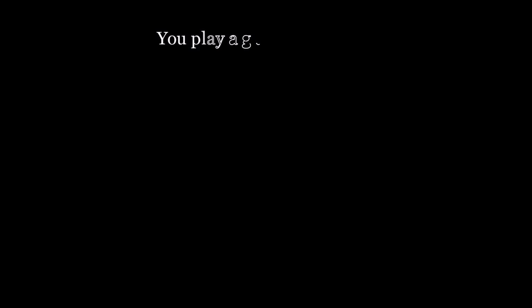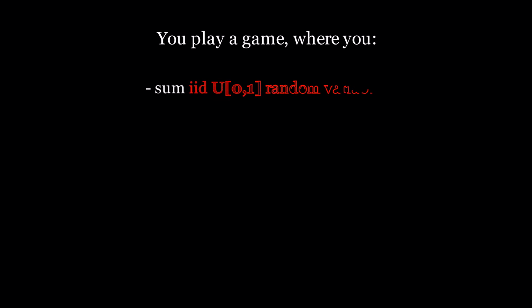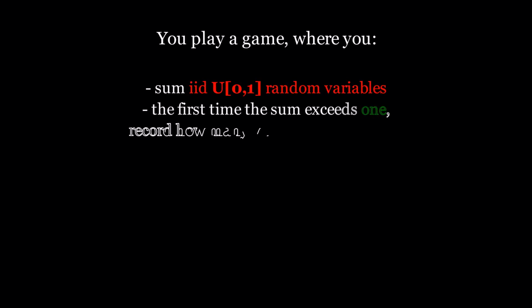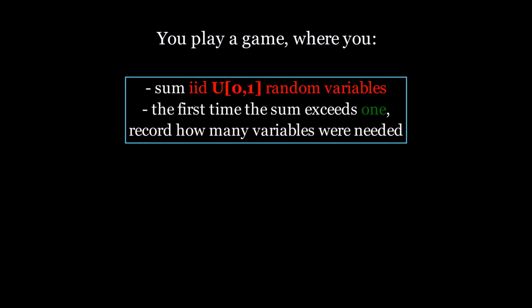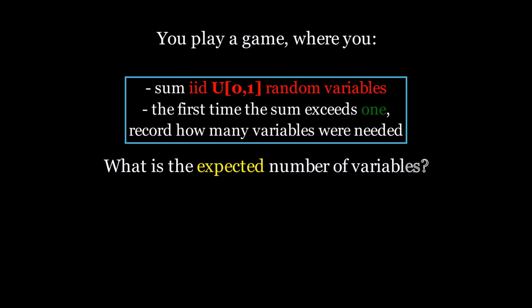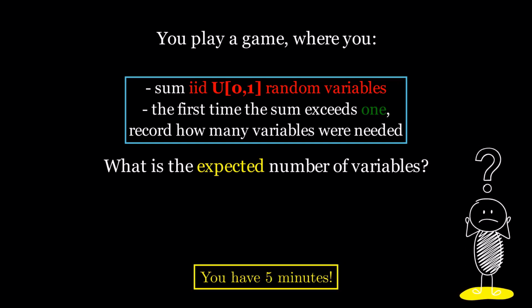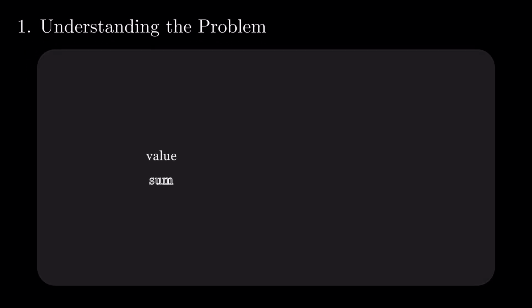You play a game where you sum independent, identically distributed, uniform random variables over the interval [0, 1]. The first time the sum exceeds 1, record the count of needed variables. What is the expected number of variables? A standard game would unfold something like this.